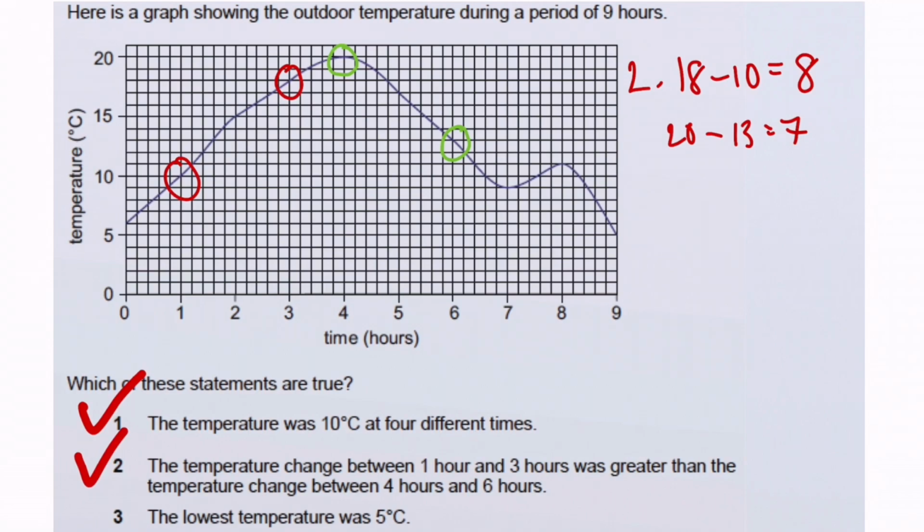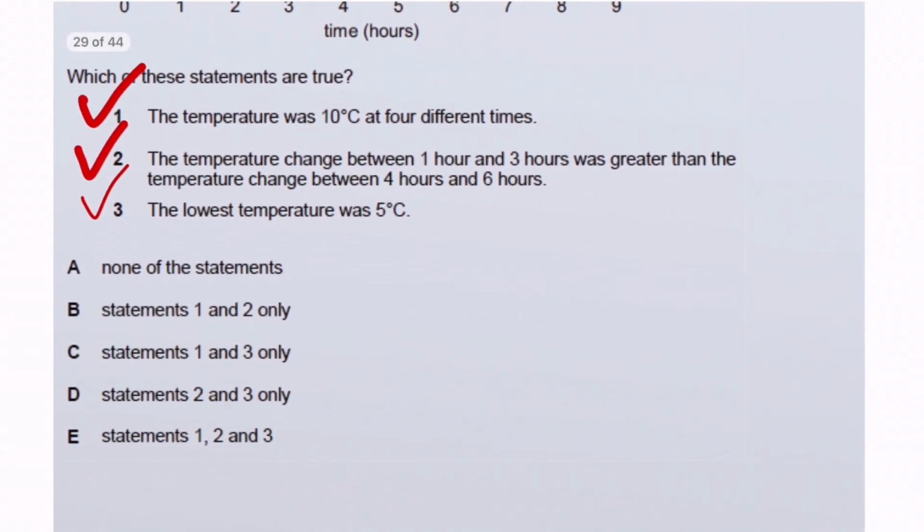And then the lowest temperature was 5 degrees. So we look along this line, and we see indeed that here 5 degrees was the lowest. So that is also correct. So when we go down, it means that all the statements are correct, and thus E is the answer. So again, students should just work through each of the statements and analyze the graph carefully to come to the answer.